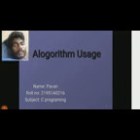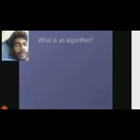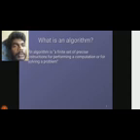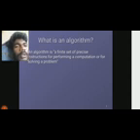C program, and my topic is about the usage of algorithms. In what condition the algorithms were used, and what is the usage of algorithms. So the topic is about what is an algorithm. An algorithm is a finite set of precise instructions for performing a computation or solving problems.